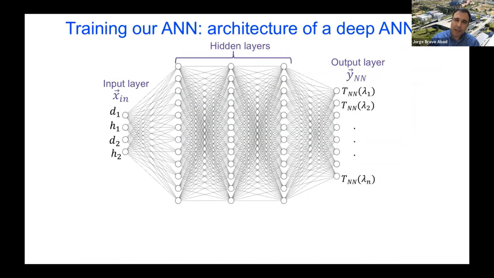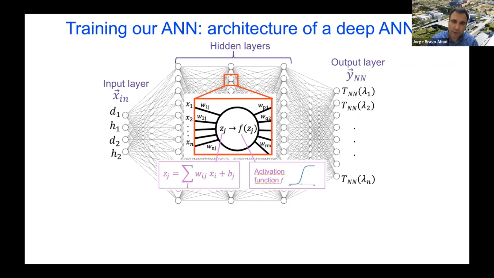So this mapping actually is something that we did using a deep artificial neural network in which the input layer are the geometrical parameters and the output layer are the values of the transmission that we are sampling. And in the middle, we have a set of elements called hidden layers. Each one is formed by artificial neurons.